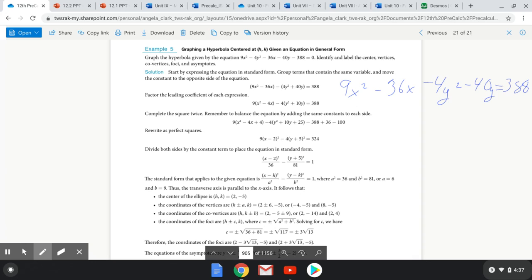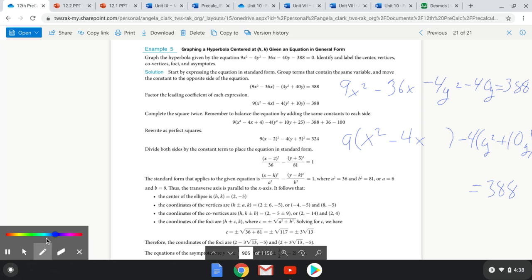I'm going to factor out a 9 on the first two terms. So I have 9x squared minus 4x. Leave some space. Minus 4, and remember, we are factoring out a negative number, so we have to change the sign. So we're going to have plus 10y, equals 388. I ran out of room for leaving space over here as well, so I'm just going to have to shove it in here somewhere. Sorry about that. I'm going to change color so I can do that in a different color.